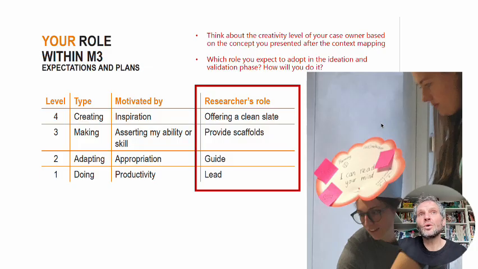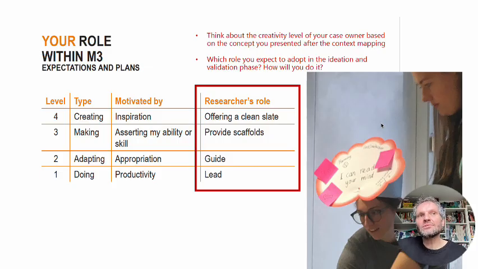Also think about your own role. If the user is pretty independent, you can be more like a facilitator, giving inspiration and so on. If the person finds it very difficult to get to any action, then you have to be more in the lead and guide them step by step through the process. So you have to make an estimation of how strong your control is going to be over the process.